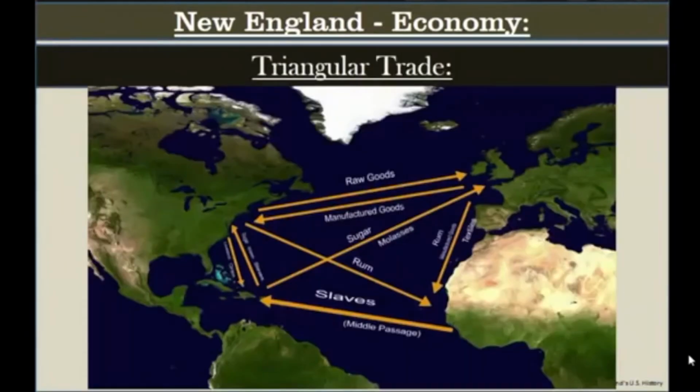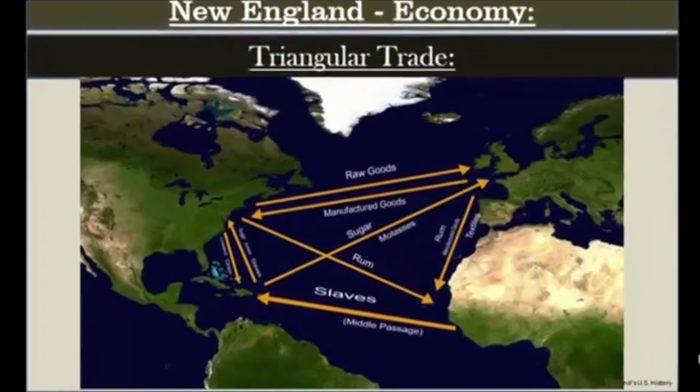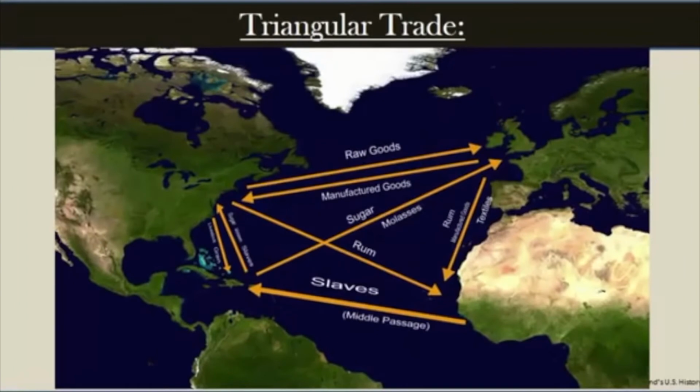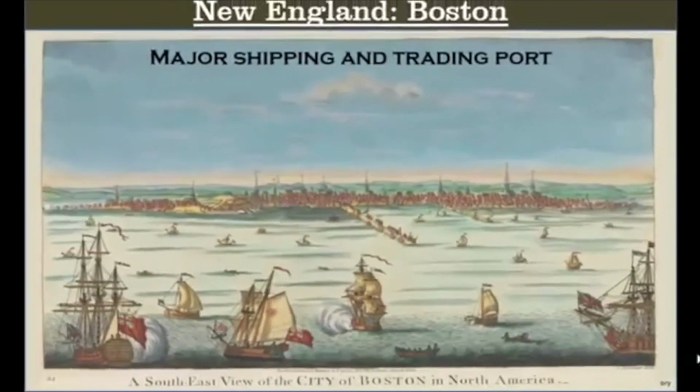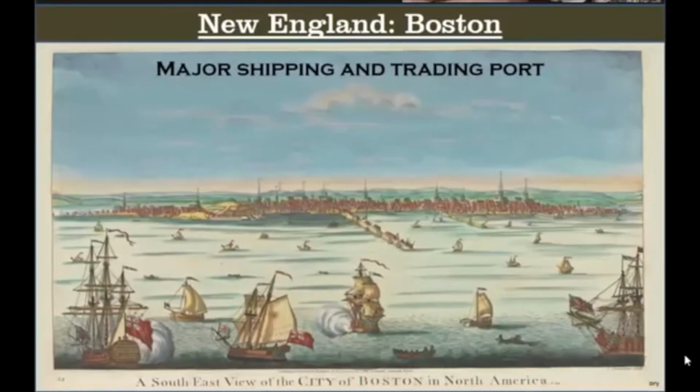What historians refer to as the triangular trade developed between England, Africa, the Caribbean, and North America, as mostly raw materials flowed from the colonies to Europe or England, and slaves and manufactured goods were shipped to the colonies. Boston, New England's largest city, greatly benefited from the triangular trade, developing into a major shipping and trading port.